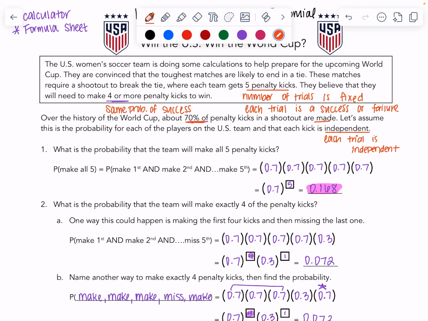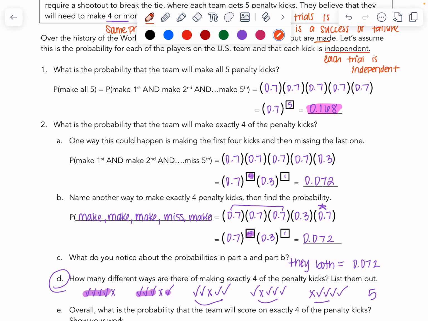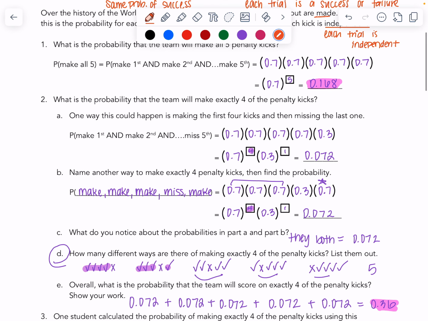For each trial. So here we have verified that the conditions of the binomial setting actually are here. Let's go down, and I'm going to introduce the formula. We're going to go to 2D. We figured out that there were 5 ways to calculate this by hand. But if our numbers are larger, this is going to be difficult or tedious to write out. So we don't want to have to do that.